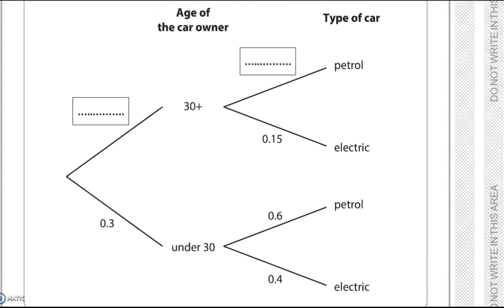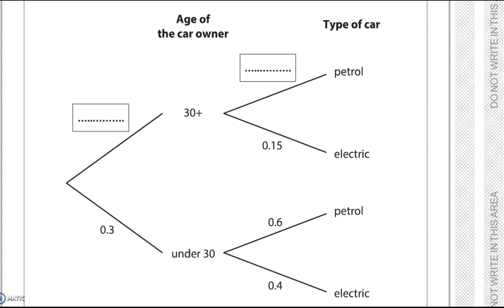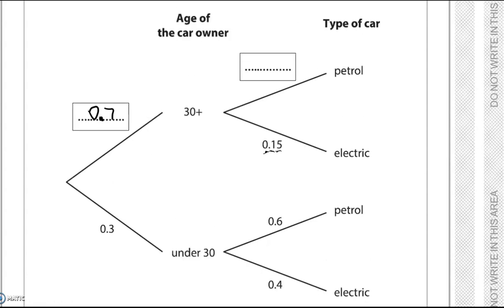So, looking at the tree diagram, first of all, we've got under 30. Probability is 0.3, so this must be 0.7 because they both add up to 1. And the same thing is going to happen here. We've got 0.15, so we're going to put 0.85 so that they add up to 1 as well.